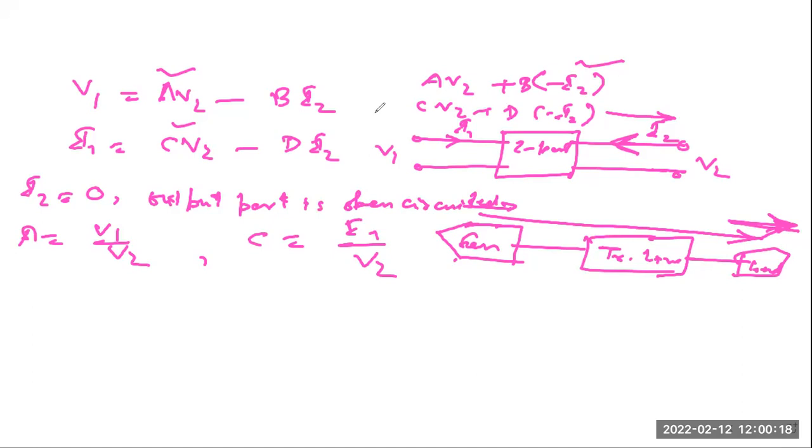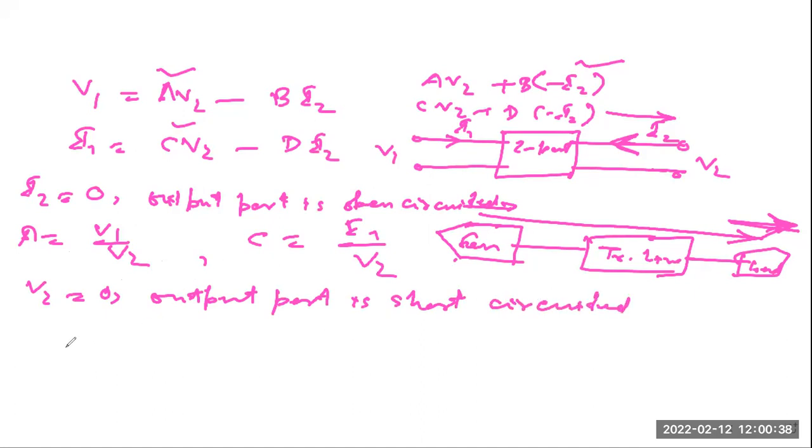So output port is open circuited. Now let us say this I2 equal to 0 is over. Now we'll take V2 equal to 0. V2 equal to 0 means the output port is short circuited.